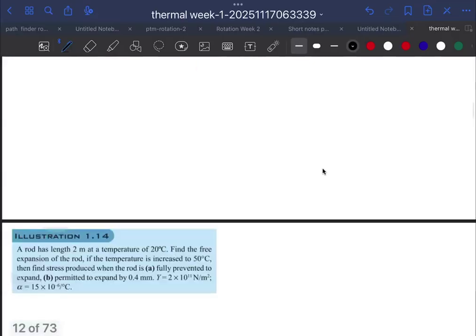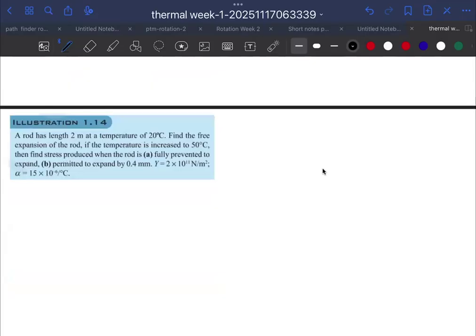Next question. The rod of length 2 meter at a temperature, okay, find the free expansion of the rod. If the temperature is increased to 50 degrees, then finally stress produced when the rod is fully prevented to expand, permitted to expand by 0.4. Good question. What is the expression for free expansion? Free expansion means L naught alpha delta T. That is the free expansion condition.